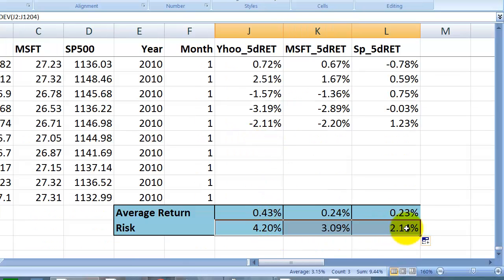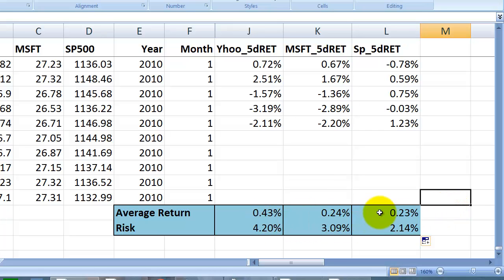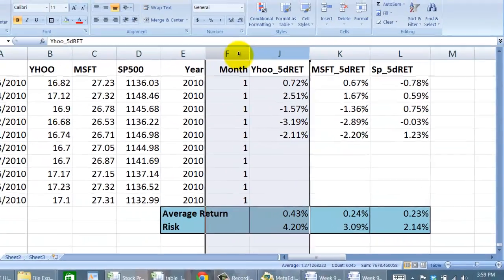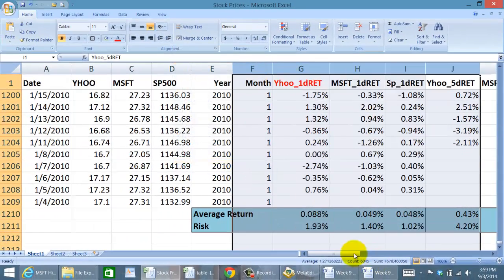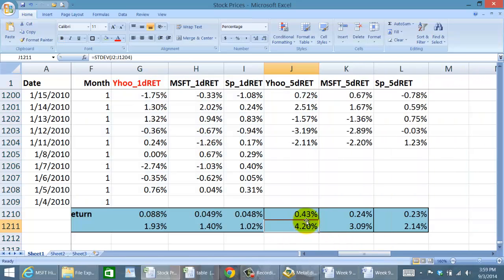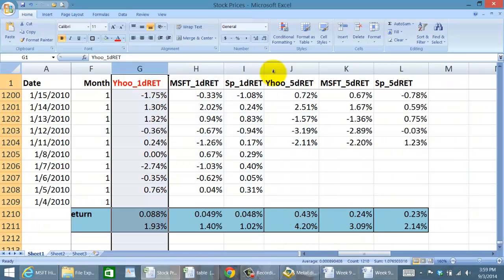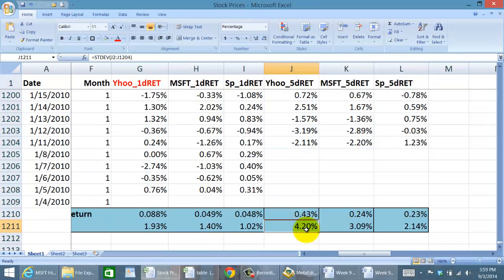Here we go. Here's the risk and return for the average 5-day holding period. So you see in here, if you compare 1-day holding versus 5-day holding, things are quite clear in terms of risk and return. Over here for say Yahoo, 1 day is 0.88%, risk is 1.9. Now 5-day return is 4.4, about 5 times, right? And risk is more than double, 4.2.